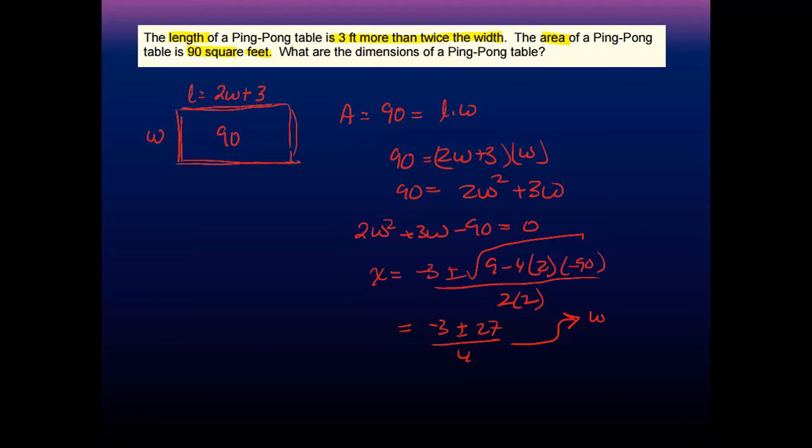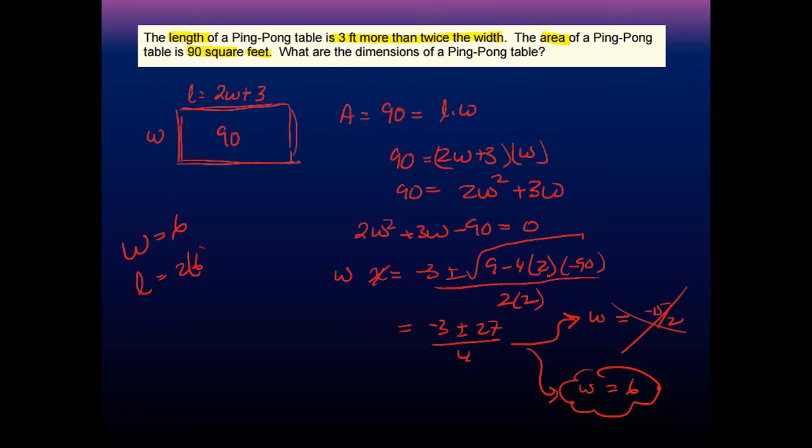The width, this is w, is going to equal negative 15 over 2, and that can't be because the width can't be negative. It's not a practical answer. The width ends up being 6, so this is going to be the answer. The length is going to be 2 times 6 plus 3. That's 12 plus 3, and that is 15. So the dimensions are 6 and 15. So that's easy enough, right? Hopefully.